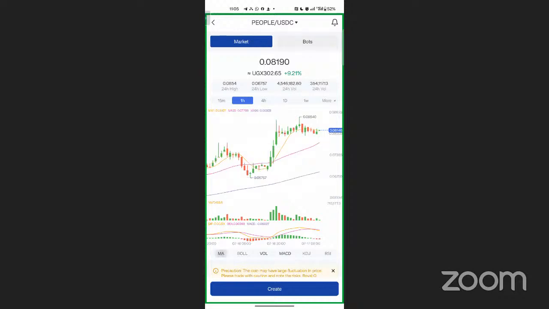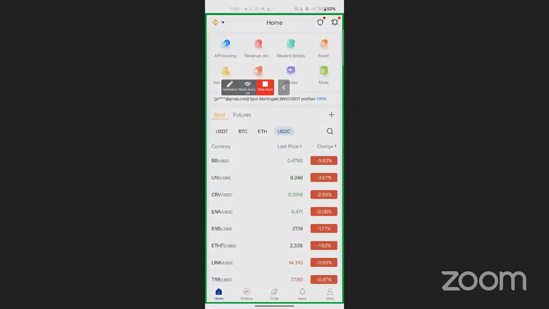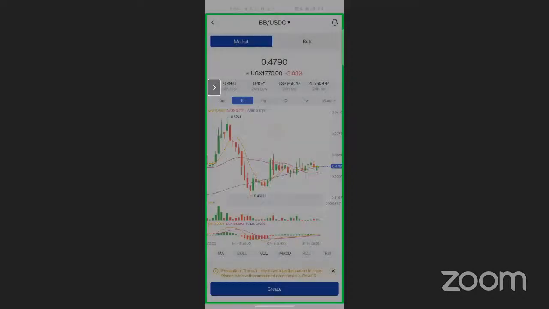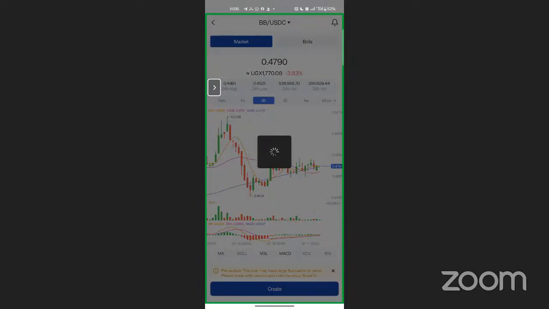Me, I don't trade pumping coins. I only trade coins that are very bad. You enjoy your pumping coin. Okay.